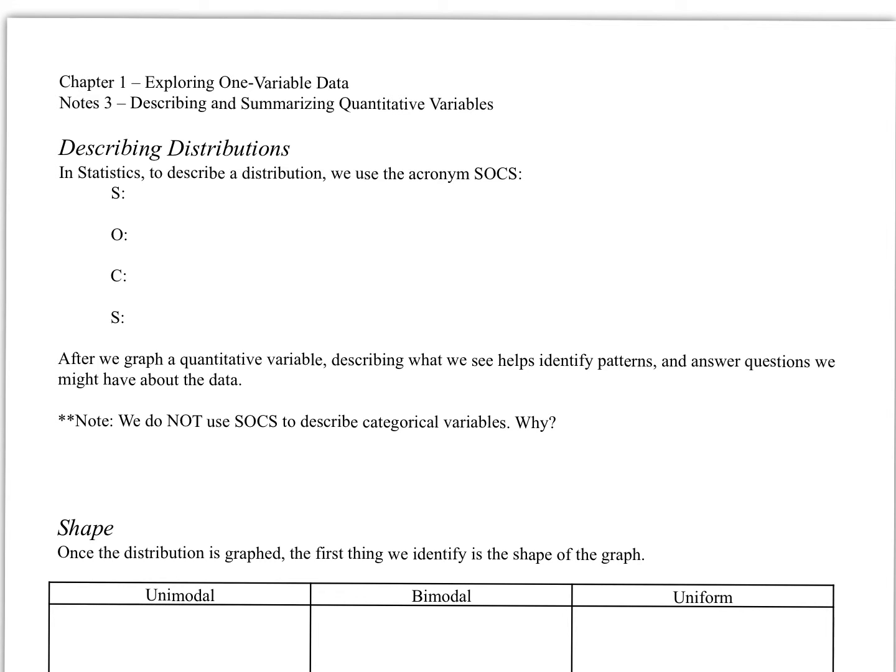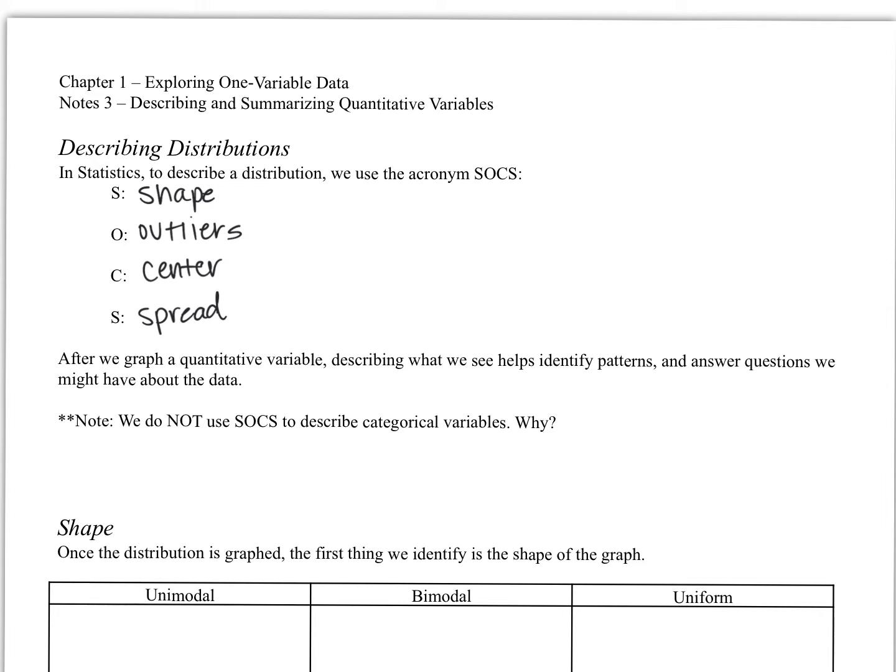In section 3 of chapter 1, we're going to start looking at how we describe and summarize quantitative variables. A lot of what we talk about in section 3 is going to carry on for future chapters in statistics, especially chapter 2. When we're describing distributions in statistics, we are just looking at 4 things, and we can use the acronym SOCS. S stands for shape, O stands for outliers, C stands for center, and S stands for spread.